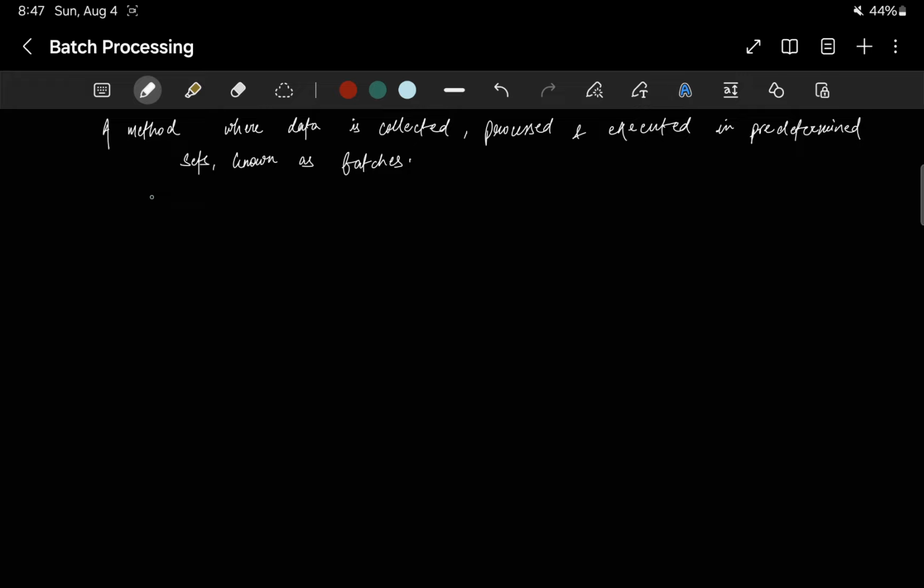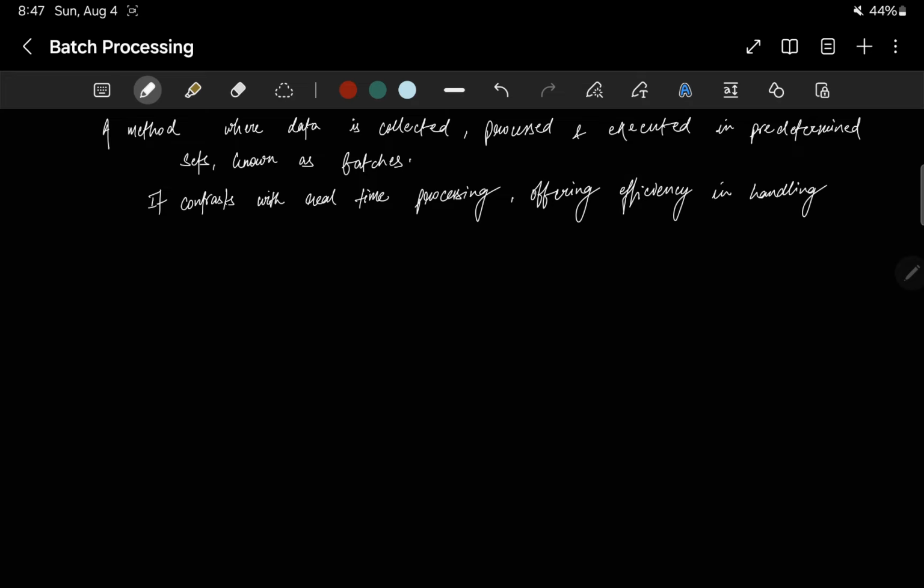It contrasts with real-time processing, offering efficiency in handling large volumes of data.